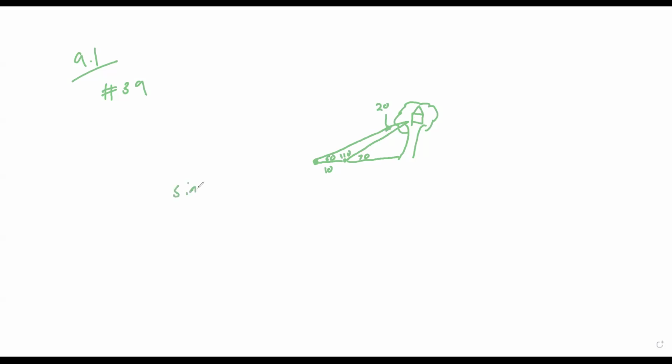So this will be sine 20 over 10 equals sine 50, since that's the angle I want, over, we'll call it B, I guess. It doesn't really matter, A, B, C, whatever, unknown X, however we want to call it. And then we can just solve it this way. So we'll cross multiply. So this will be B sine 20 equals 10 sine 50. Divide by sine 20.